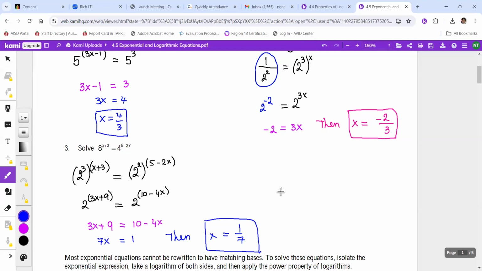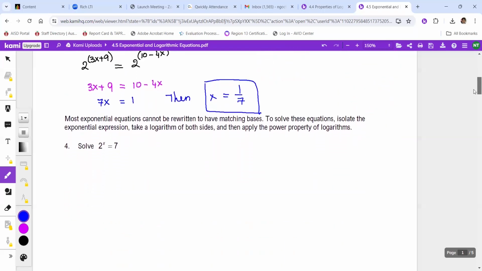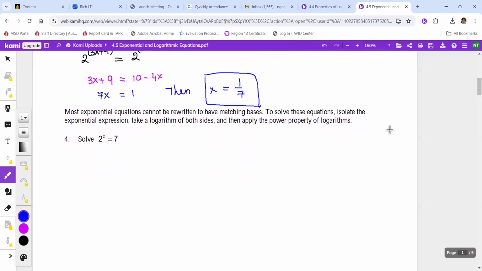Now let's look at exercise 4. This method doesn't work all the time. The reason is that sometimes we cannot have the same base on both sides. So if you look at exercise number 4, you can see that we cannot use the method that we just introduced, making both sides have the same base. We cannot. So when we get to this, we have to take the log of both sides.